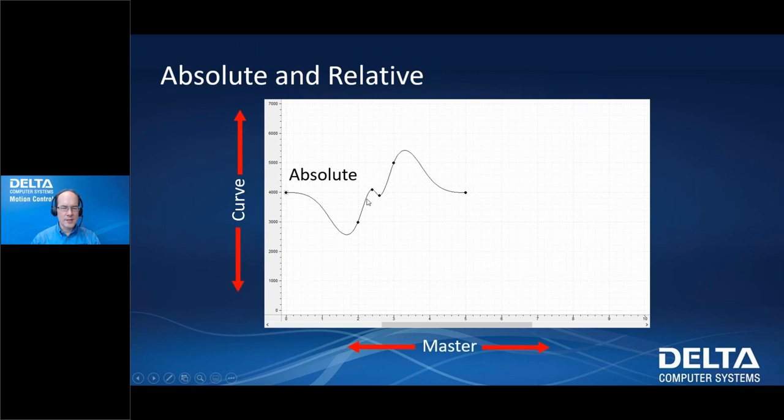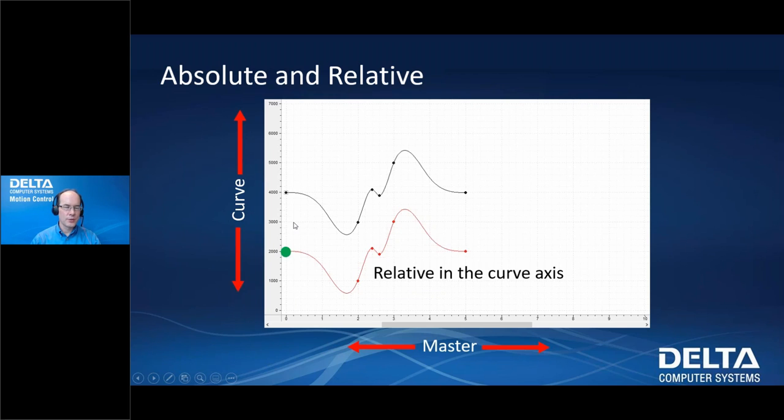But we can take the same curve and we can actually start it at a different location. So let's say I happen to be at 2,000. I can use that same curve and just start it relative to my position. It goes up and down here. And so it just happened to start at 2,000.